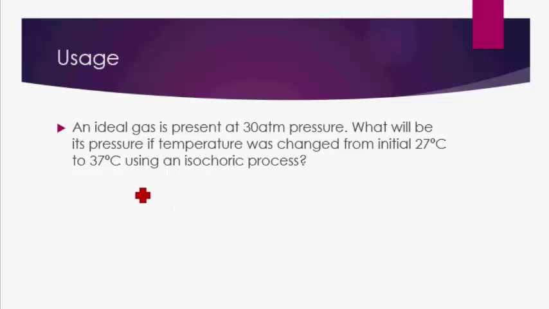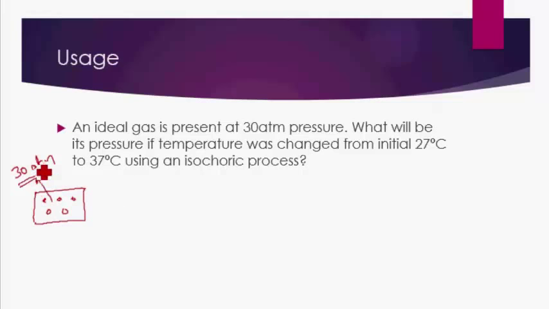So in this question we have an ideal gas present inside a container, whose pressure is 30 atm. The pressure inside the container right now has been given as 30 atm because it is the pressure of the ideal gas. We don't care about pressure outside the container. And the temperature of the gas is now changed from 27 to 37 degrees centigrade.